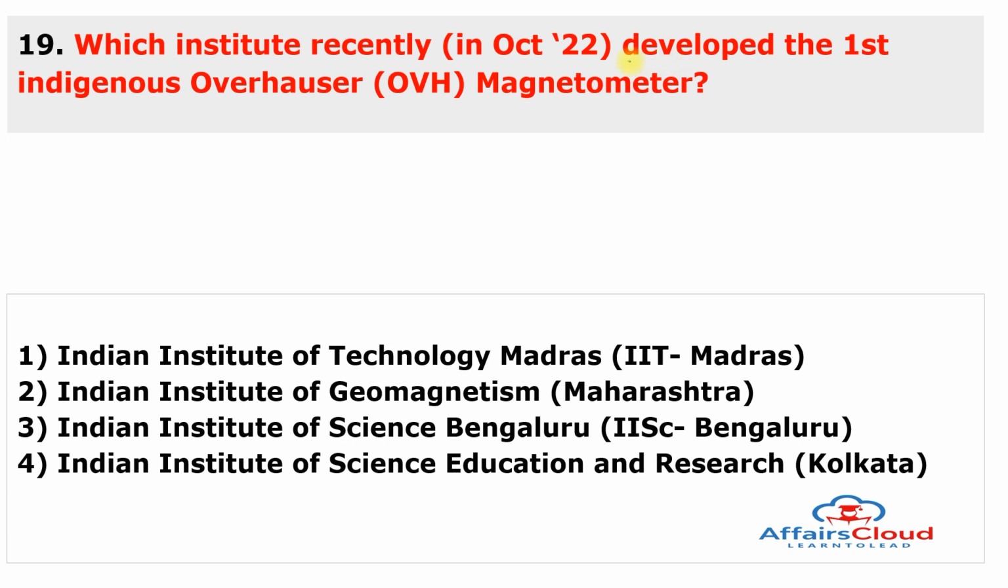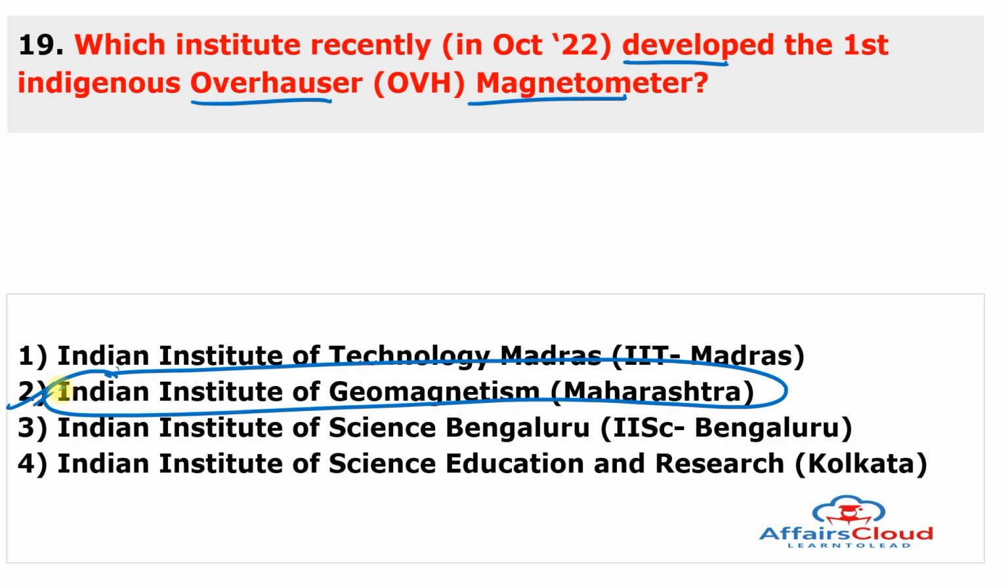Which institute recently developed the first indigenously Overhauser magnetometer? And this is Indian Institute of Geomagnetism. Answer of this question is second and this is situated in Maharashtra. So a team of Indian scientists from the Indian Institute of Geomagnetism, which is situated in Navi Mumbai, Maharashtra, have developed the first indigenously Overhauser magnetometer as a part of the Indian Institute of Geomagnetism Technology Development Program.